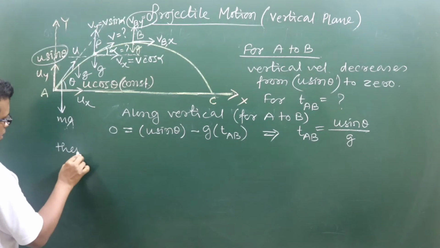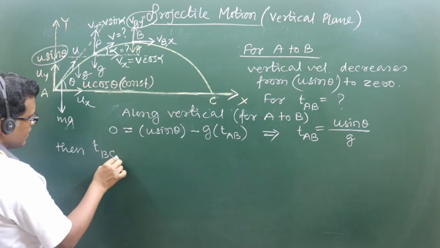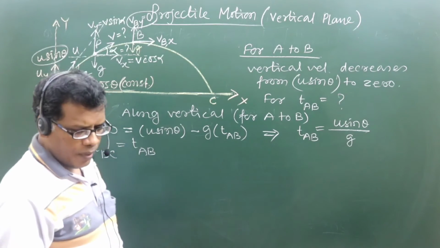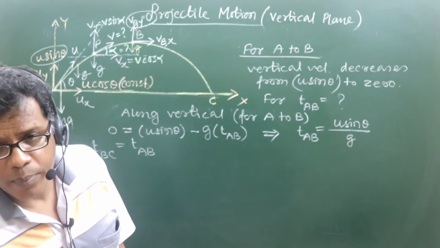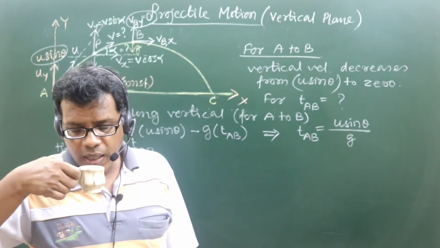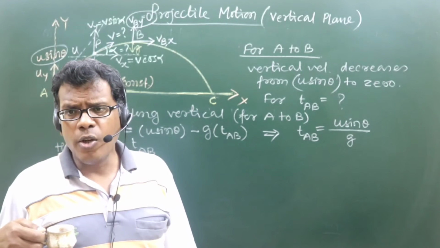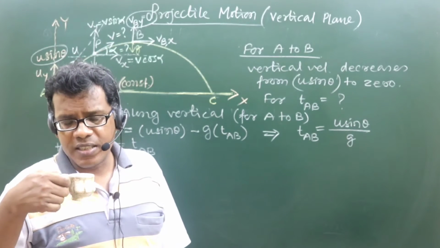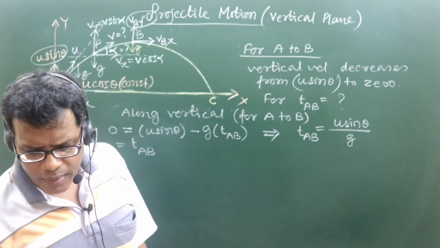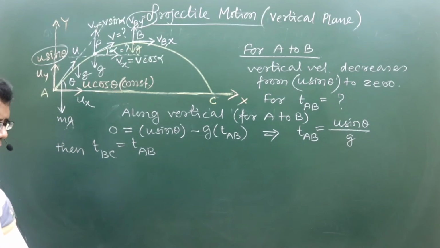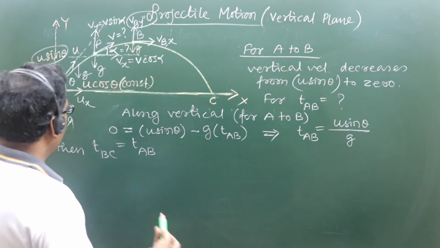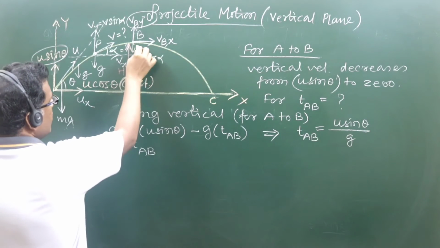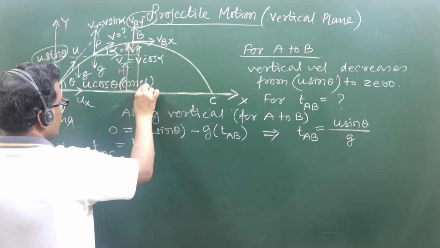Then the time taken for BC will be equal to the time taken for AB. Why? Because while going from A to B, the vertical height gained by the particle will be equal to the vertical height lost by it in moving further from B to C. The diagram is also suggesting the same. Yes or no? According to the diagram, while going from A to B, this is the vertical height gain, let it be h. While moving from B to C, the vertical height lost will be the same.